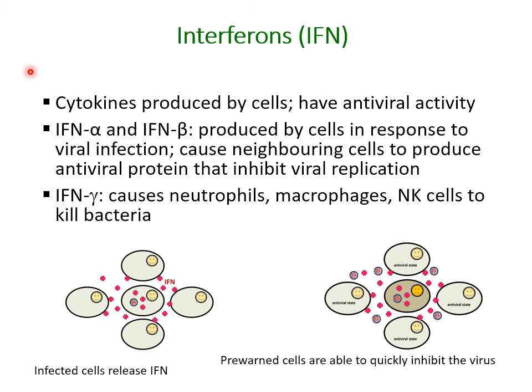Viral infection induces expression of antiviral proteins known as interferons. During viral infection, virus-infected cells will release interferons, for example interferon alpha and interferon gamma, causing nearby cells to heighten their antiviral defenses by producing antiviral proteins that inhibit viral replication. Interferon gamma, which is secreted by activated T cells and NK cells, helps signal other immune cells such as neutrophils, macrophages, and NK cells to kill bacteria.